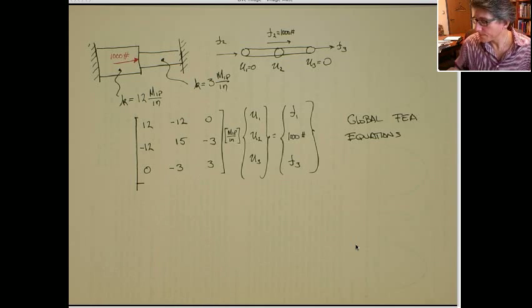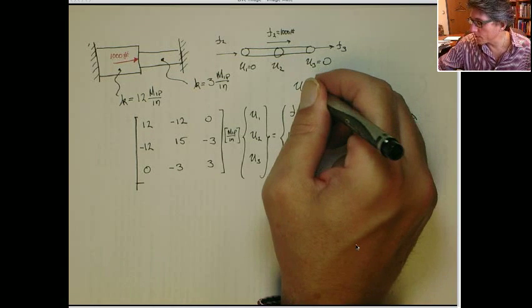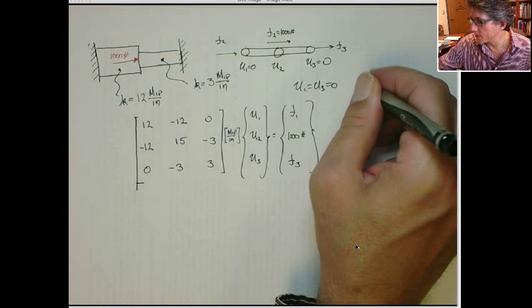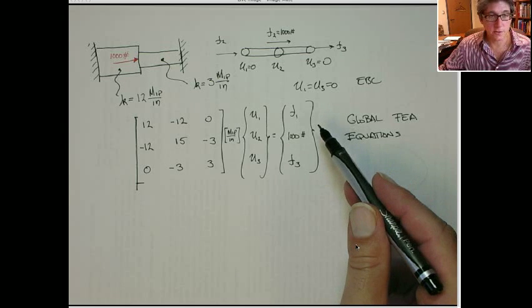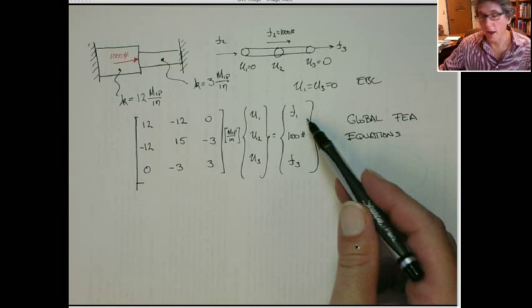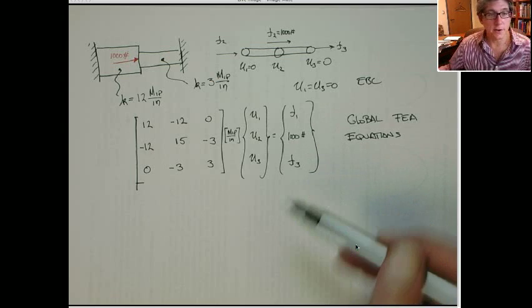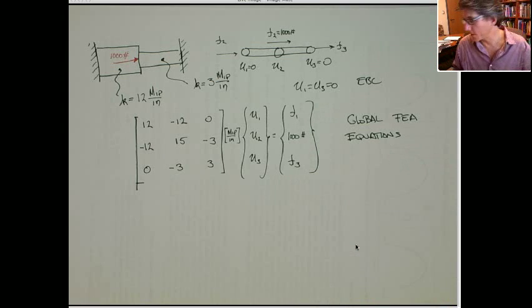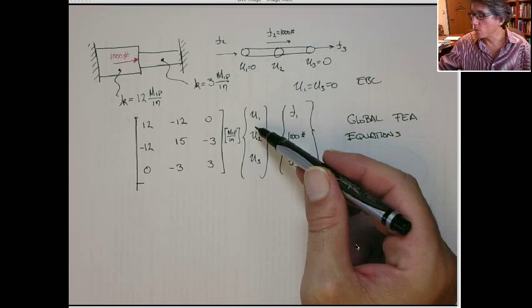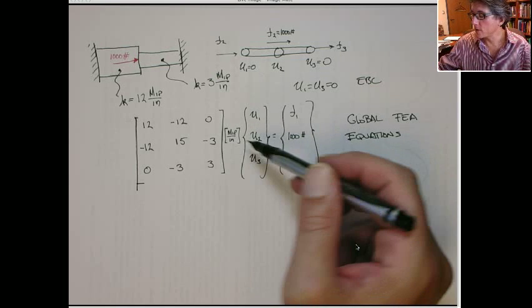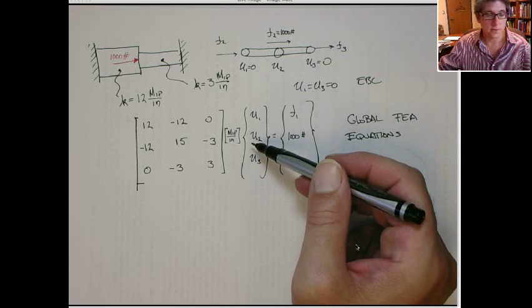Okay. We know that U1 equals U3 equals 0. Those are the essential boundary conditions. And these are the external applied forces. The reaction forces at F1 and F3, those are unknown, although we solved that in class, okay? All right. So in class, we juggled these equations using equation 2 and the fact that U1 and U3 are 0 to directly solve for U2, okay?